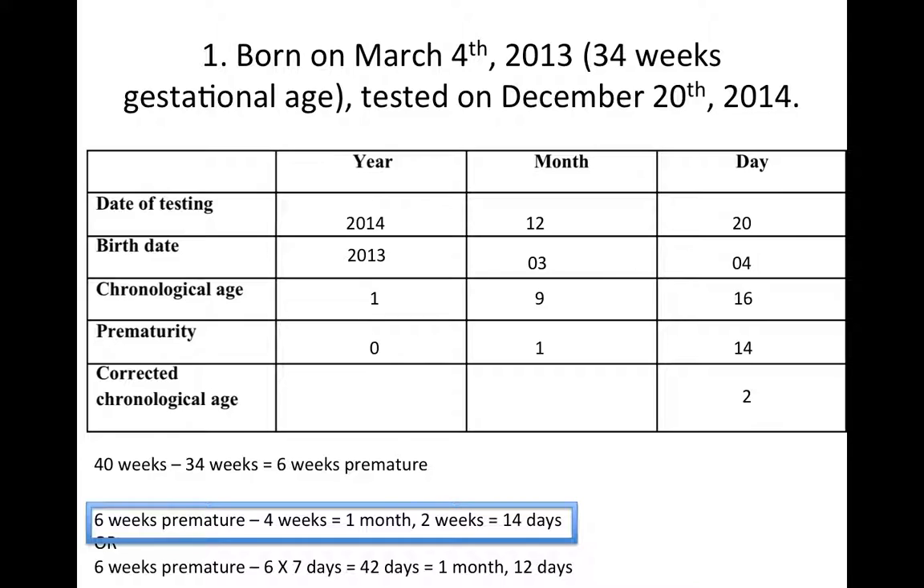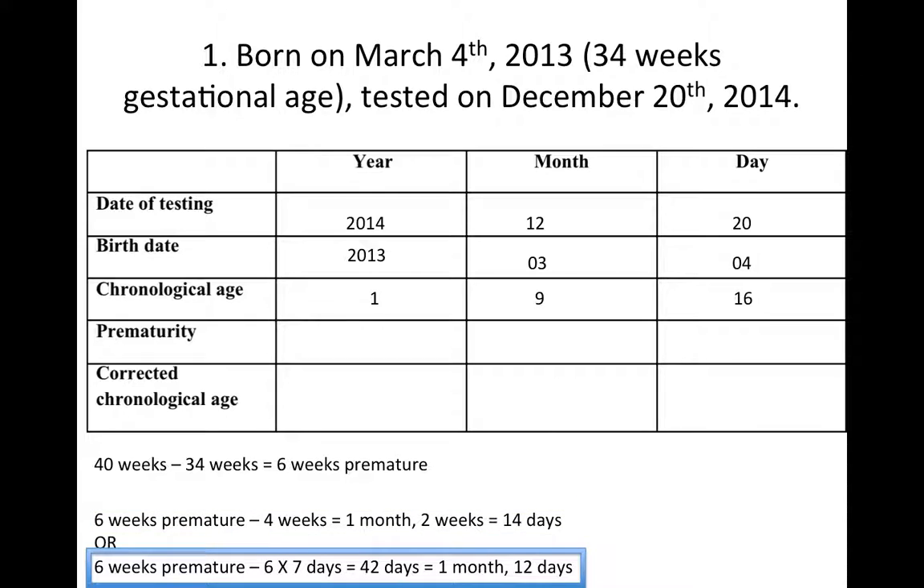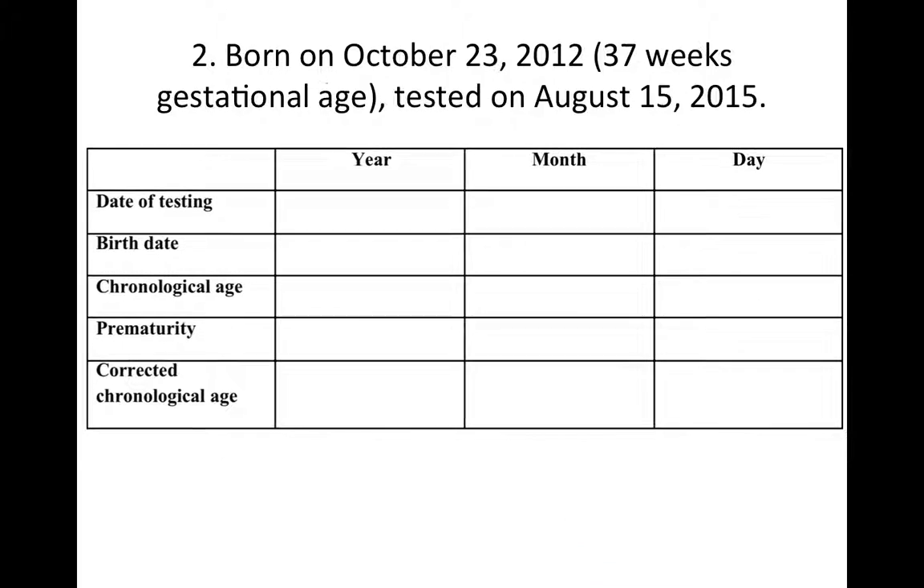And then go ahead and subtract 16 minus 4 equals 2, 9 minus 1 equals 8, and 1 minus 0 equals 1. Now we're going to show you the other way using 42 days, which is 1 month and 12 days. And then don't forget that 0. 16 minus 12 is 4, 9 minus 1 is 8, and then the 1 minus 0 equals 1. So that gives you your corrected age using either way. And as you can see, they're very close. So either way is accepted.